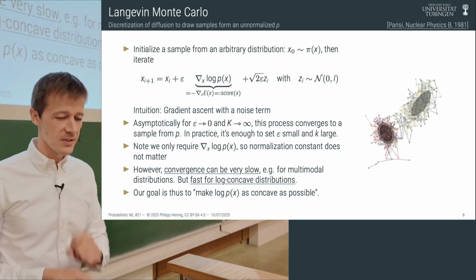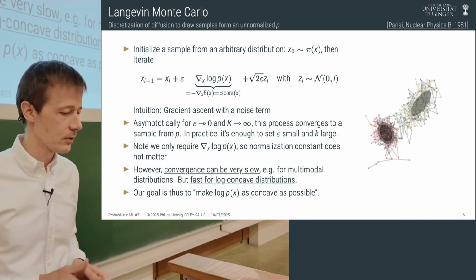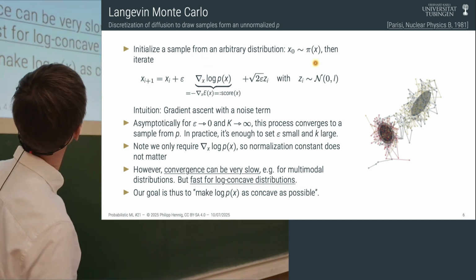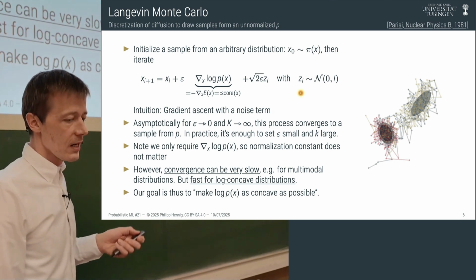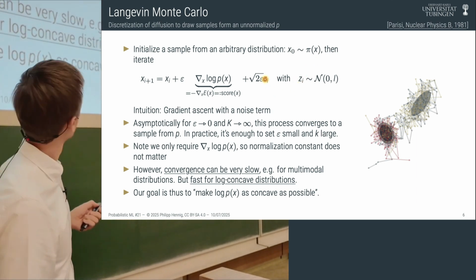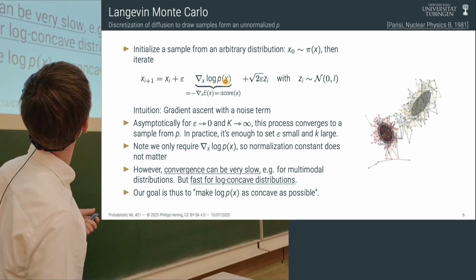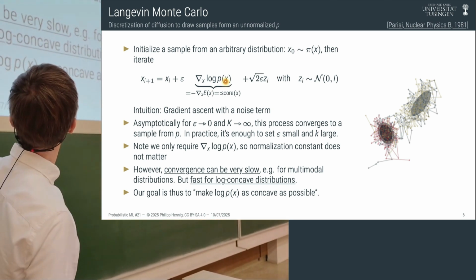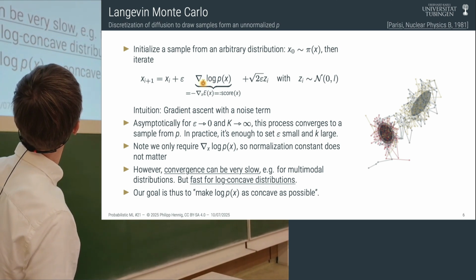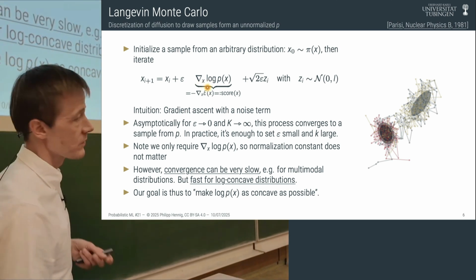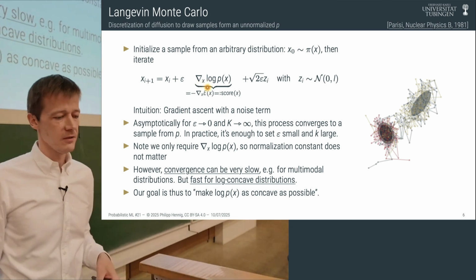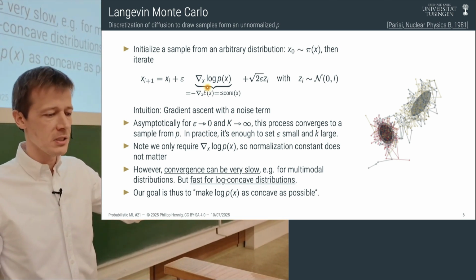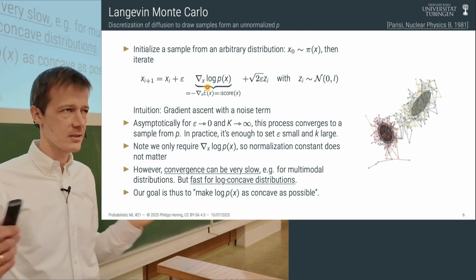So let's talk for a second about Langevin Monte Carlo. So how does this work? Here's the actual algorithm. Langevin Monte Carlo is the following one-liner Markov chain Monte Carlo method. So our goal is to draw from a probability density function P of x. We assume that we have access to the score, so that's the gradient of the log of P. If we think of P as e to the minus energy, then this is minus the gradient of the energy. That's called the score.